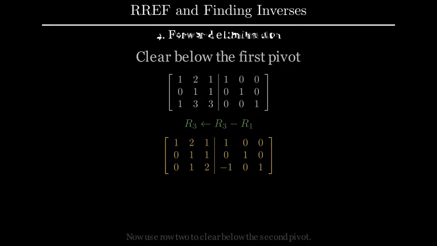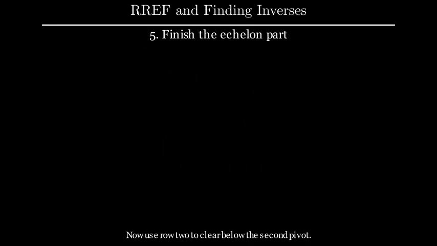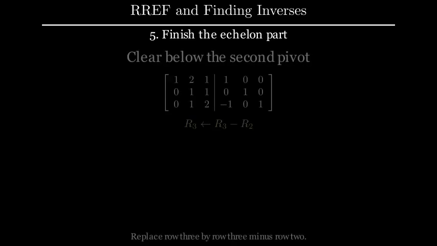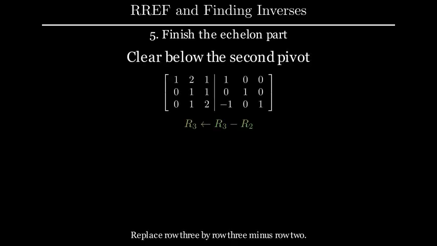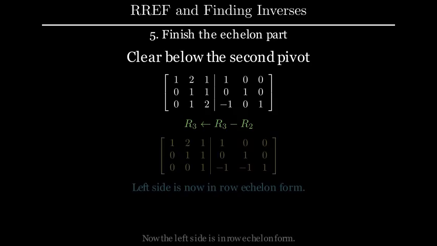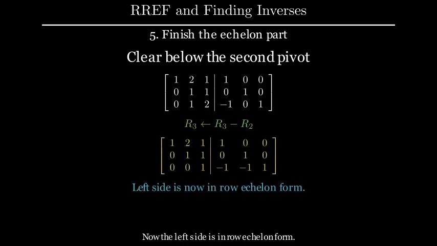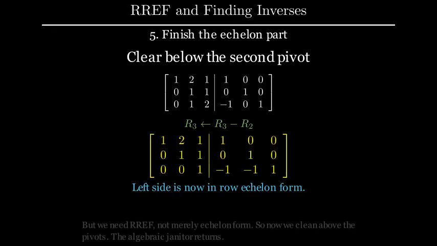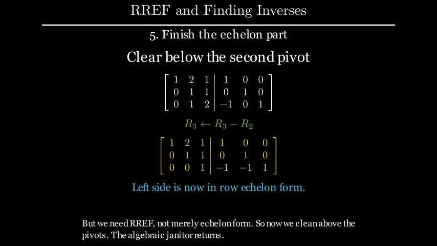Now use row 2 to clear below the second pivot. Replace row 3 by row 3 minus row 2. Now the left side is in row echelon form. But we need RREF, not merely echelon form. So now we clean above the pivots.